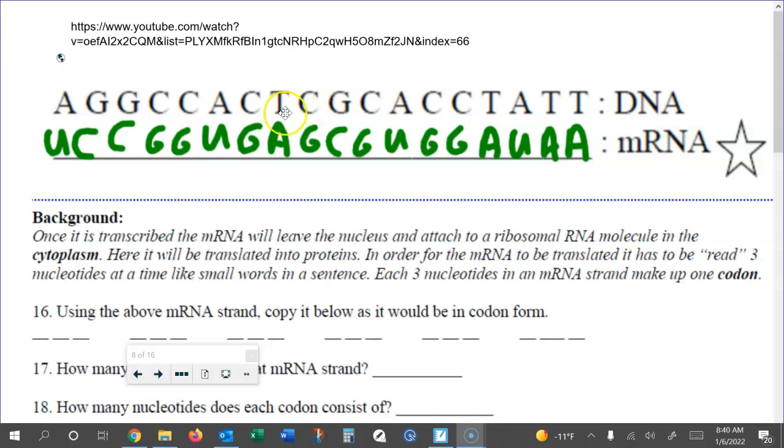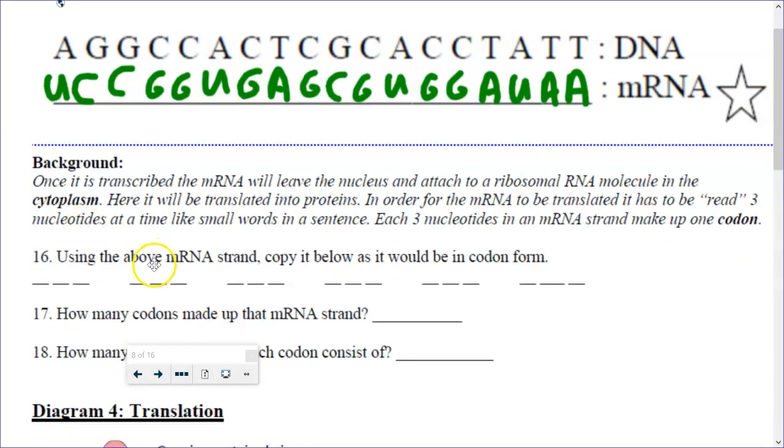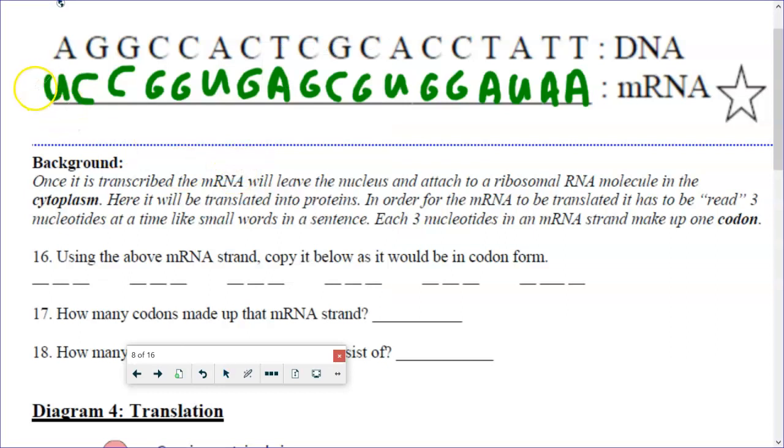Okay, so let's go back to your packet here, guys. Here's the messenger RNA that we drew yesterday, or Monday, I should say. And the first thing we have to do is make what are called codons. So to do that, we are going to put these guys in little groups of 3. So these first 3 bases here, UCC, that is our first codon on our messenger RNA. So right down here, I would write UCC.